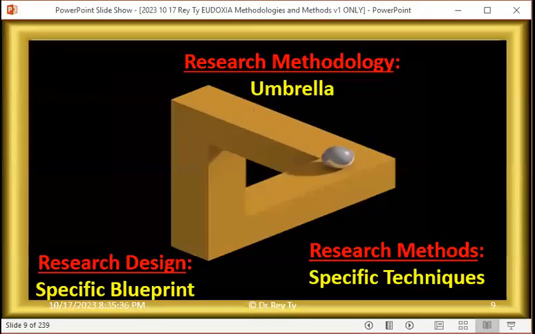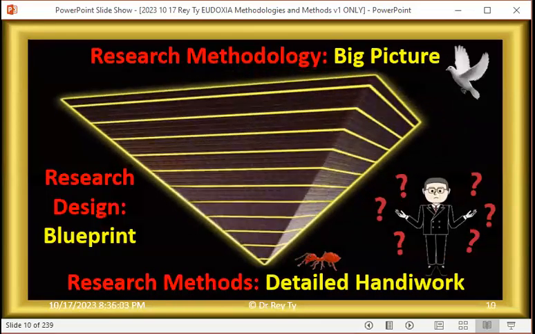So here, when we talk of research methodology, it's the umbrella term. We're looking at the bigger picture. And when we're talking of research design, it's a specific way by which we want to do research. And research methods, it's the techniques and tools and procedures. So they are related, but not the same. Okay, they are components of research, but they're not the same.